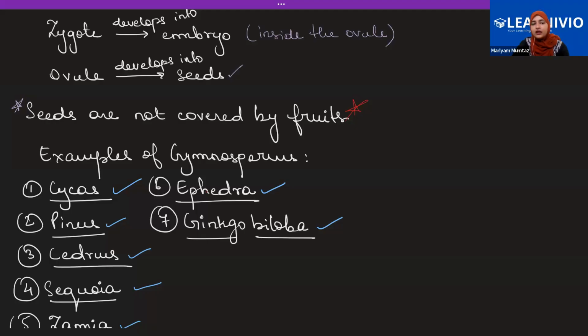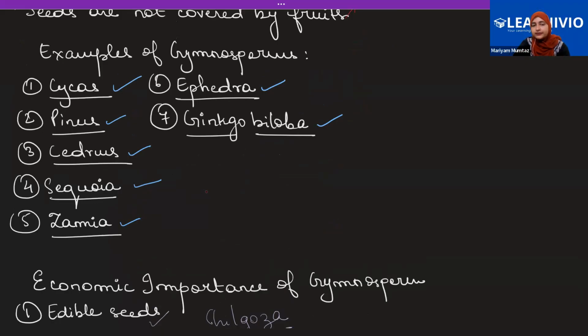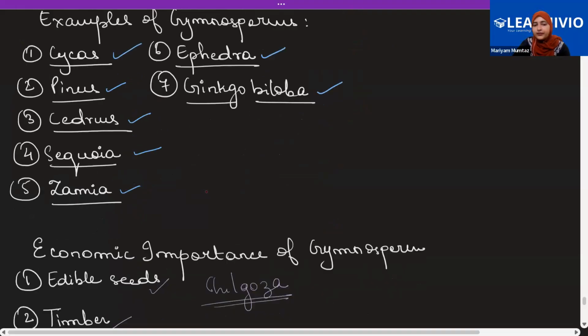Okay? Now, the examples of the gymnosperms: Cycas, Cedrus, Pinus, Sequoia, then there's Zamia, Ephedra, and Ginkgo biloba. All of these are members of the division gymnosperm.